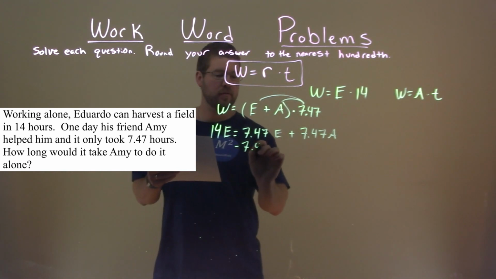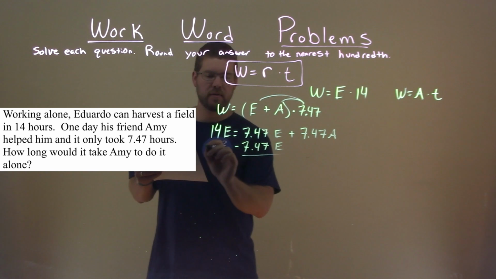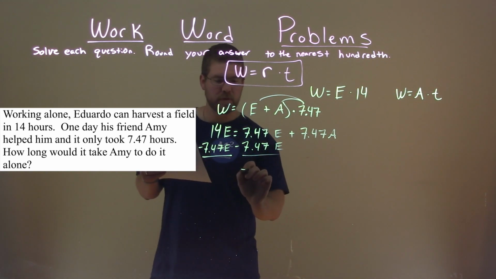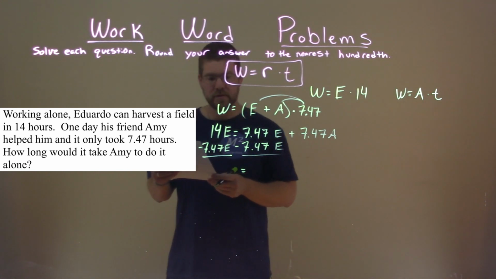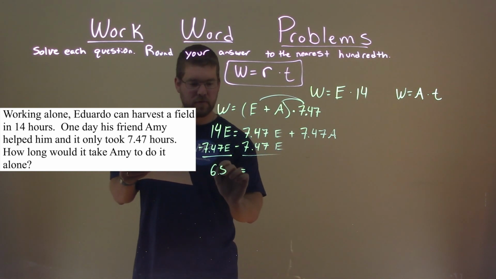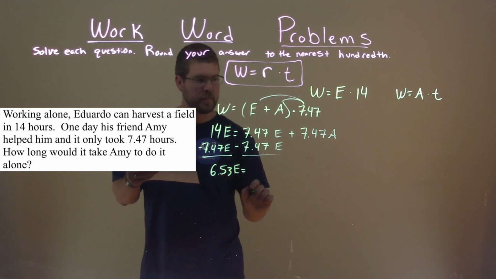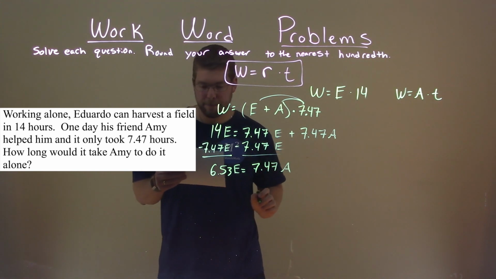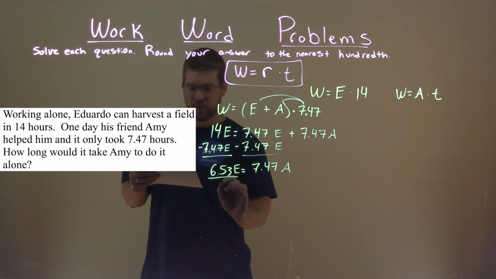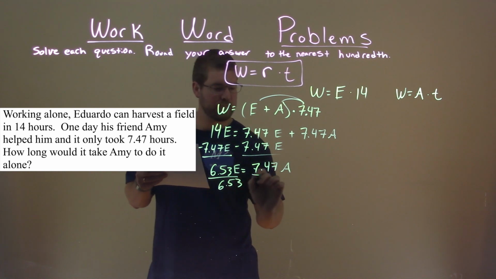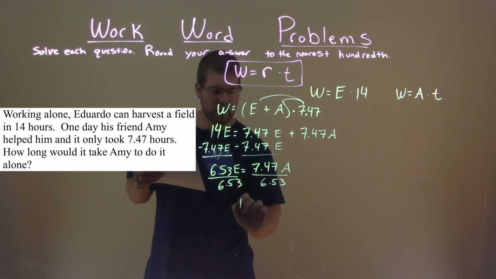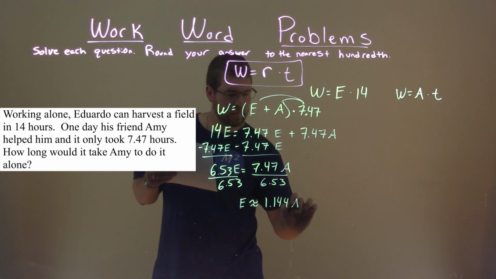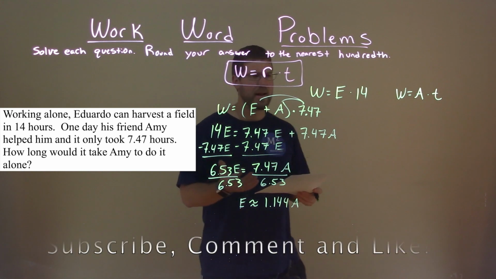Now let's combine our like terms. I'm going to subtract the 7.47E from both sides. And what am I left with here? Well, 14 minus 7.47 is 6.53, and don't forget the E. And on the right side we have 7.47A. To get E by itself, I'm going to divide both sides by 6.53. And E is approximately equal to 1.144A. So how does that help us?